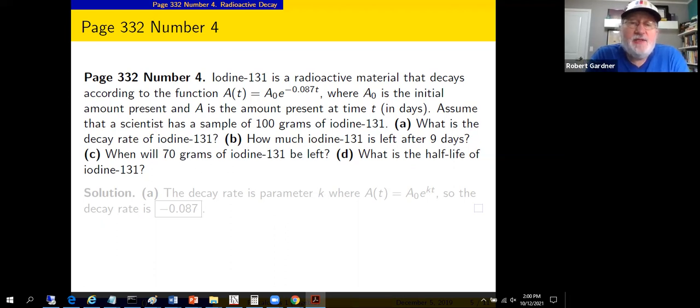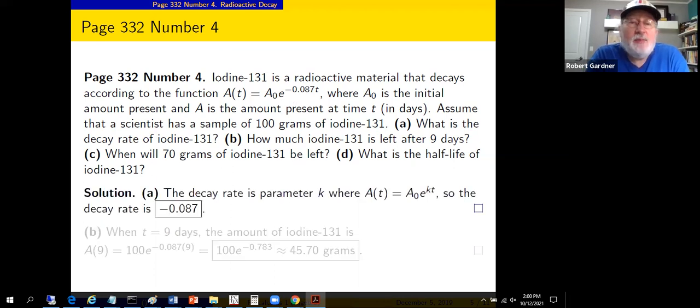Okay, this is computationally just like what we did in the bacteria model. The only difference is this coefficient of t is negative this time, and some of the other numbers have changed. The decay rate, part A, is the parameter k. It is negative 0.087. If I were to keep up with units, t is measured in days, so the units would be per day, 1 over days, such that the exponential function is fed a unitless parameter, which it needs. Part B, how much iodine-131 is left after 9 days?